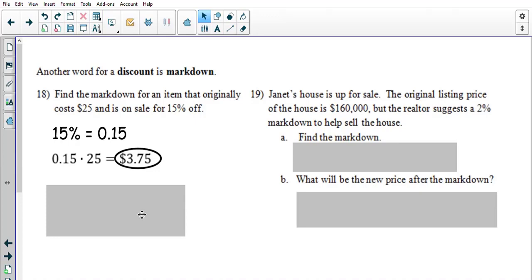Number 19, this is a really good question. This is something that does happen in real life. Janet's house is up for sale. The original listing price of the house is $160,000, but the realtor suggests a 2% markdown to help sell the house. A, find the markdown.